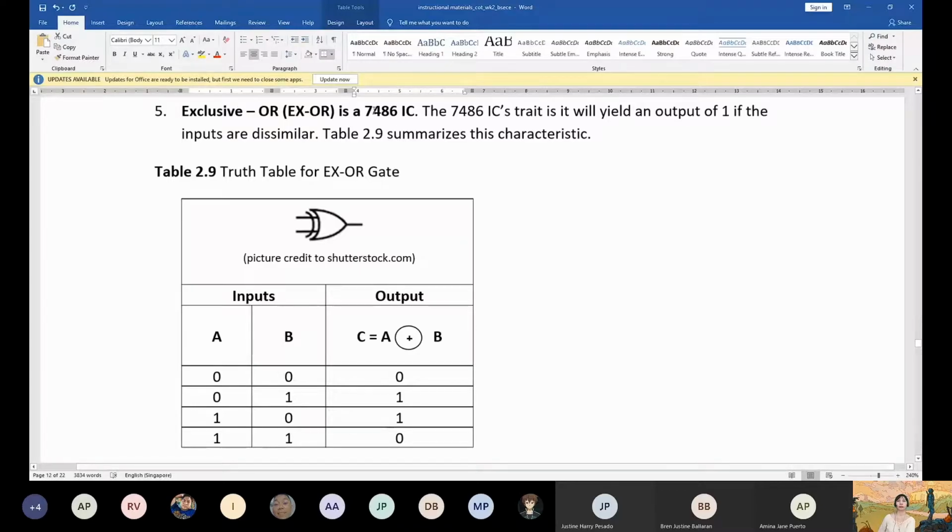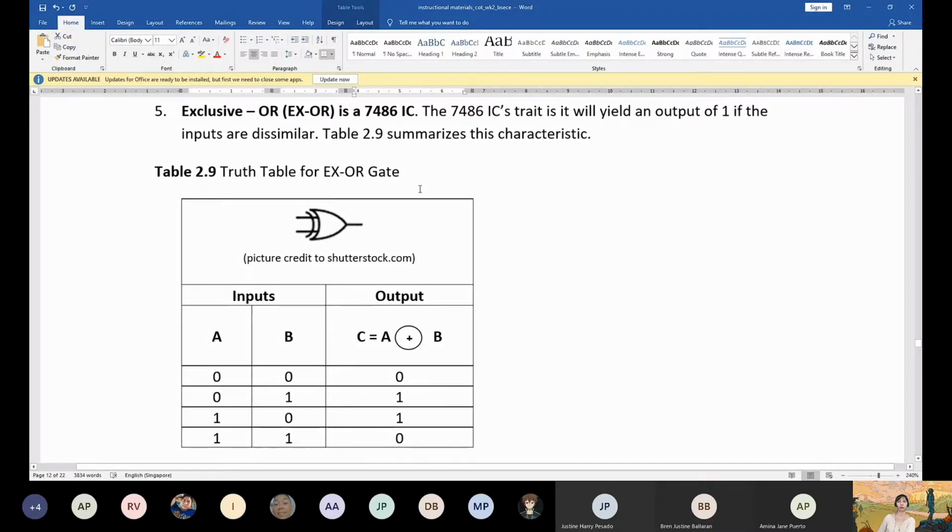Okay, so now we have XOR, or exclusive OR, which is the 7486 IC. As you can see, this is the symbol for XOR. It's like an OR gate with a curved line at the input. What do you call that? Convex or concave. Okay, so it's like a concave line here at the input.